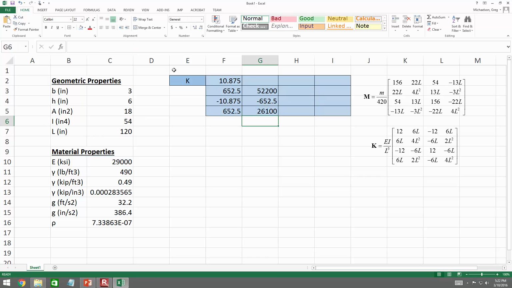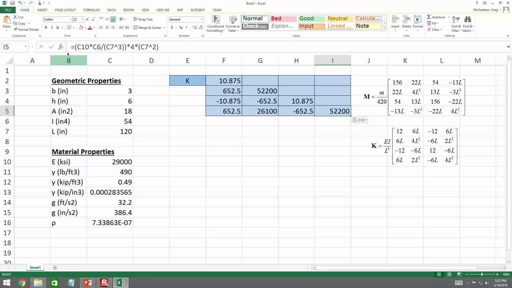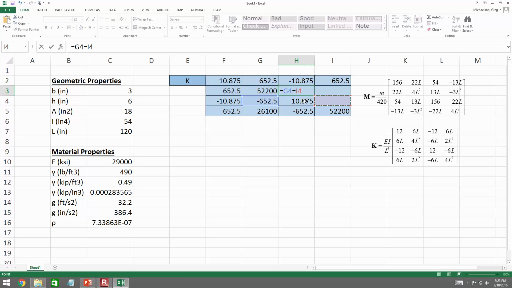Change that. And then 12 again. Then minus 6L, so that was this one. And then 4L squared. And then what I'll do is, because I'm lazy, I'll just recognize that since it's symmetric, this term has to equal that one, this term has to equal that one, this term has to equal that one, and etc. Right? So we'll say equals that, equals that, equals that, equals that. So your stiffness matrix should look something about like that.